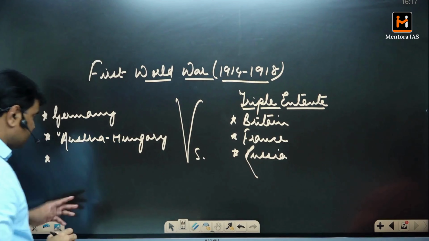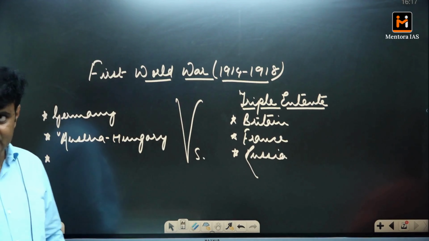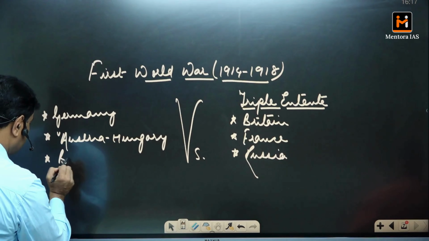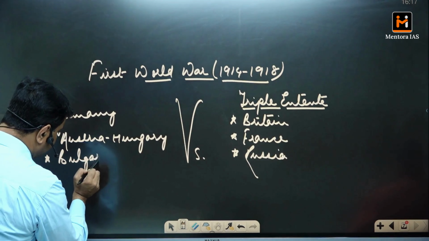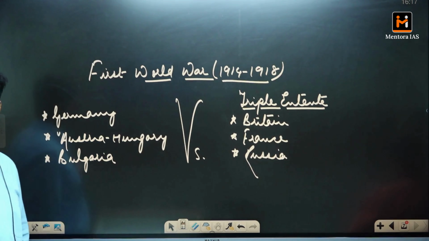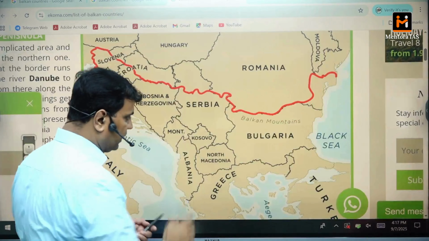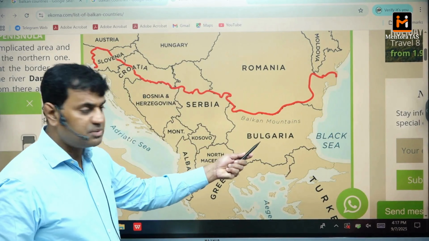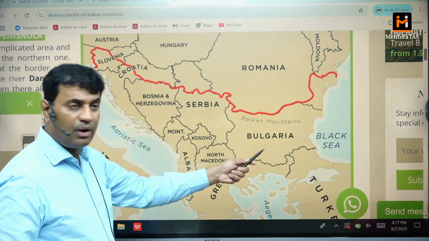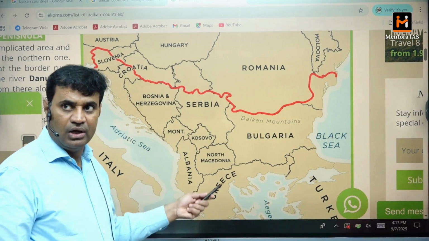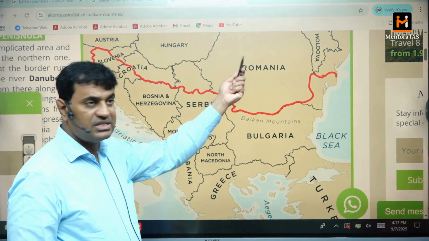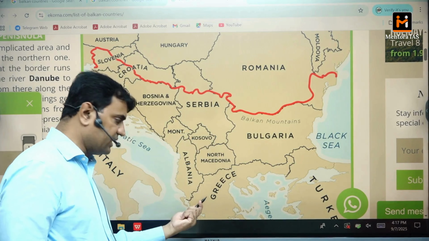But at the same time, other countries joined the alliance. The next country to join the alliance was a Balkan country, Bulgaria. Now, why did Bulgaria join the group? Bulgaria is located here. Bulgaria wanted to expand towards Romania, and towards Greece. So Bulgaria wanted to expand towards the northern side, that is Romania, and the southern side, that is Greece.